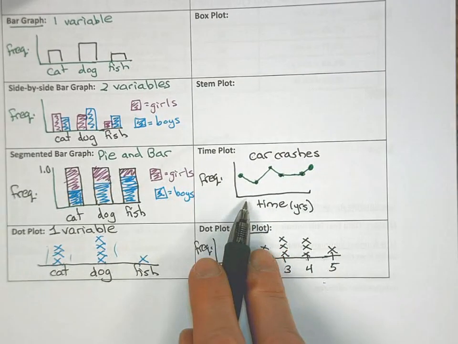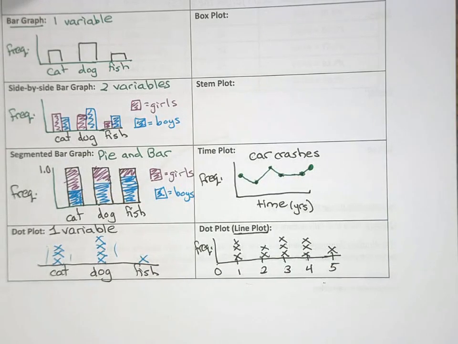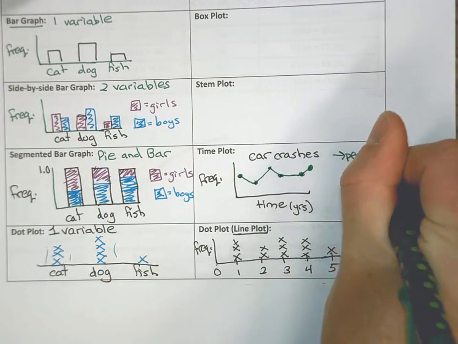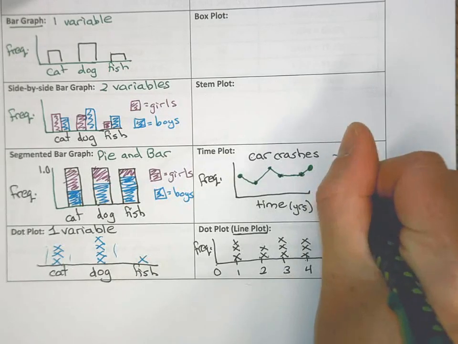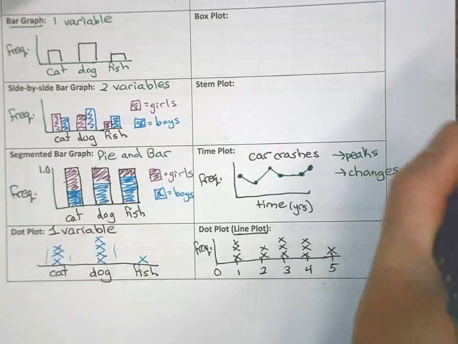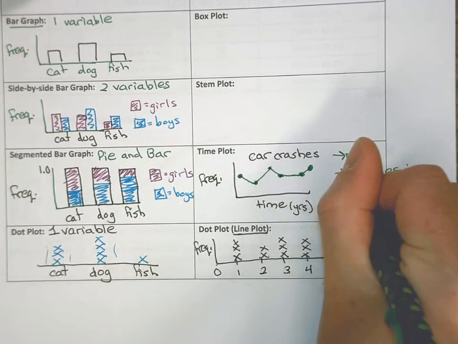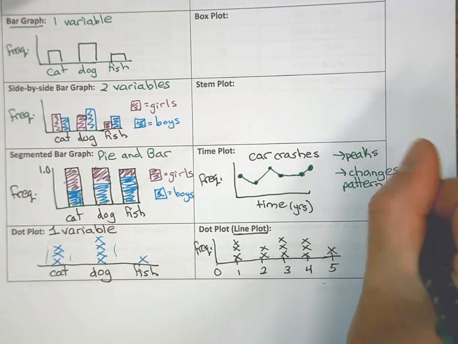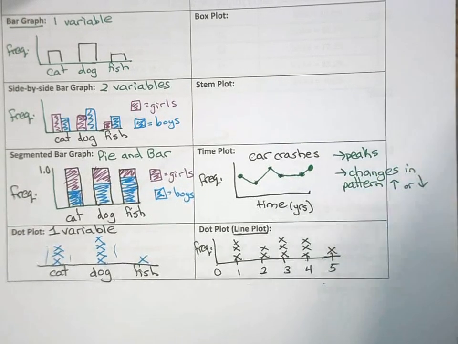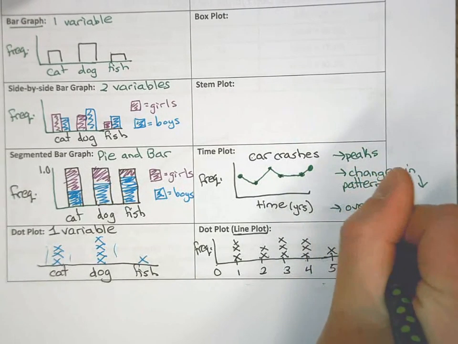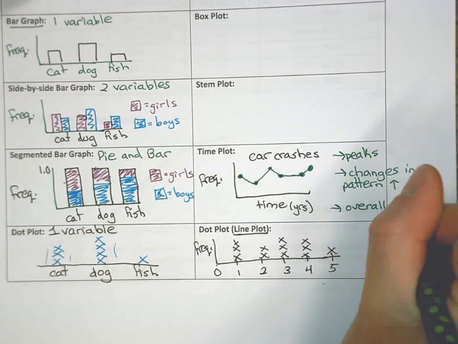When you're talking about a time plot, you're going to want to be able to discuss any peaks, changes in the trend or pattern, like any time that the graph suddenly goes up or when it suddenly goes down. And then also talk about the overall trend. Make sure that everything is in context.